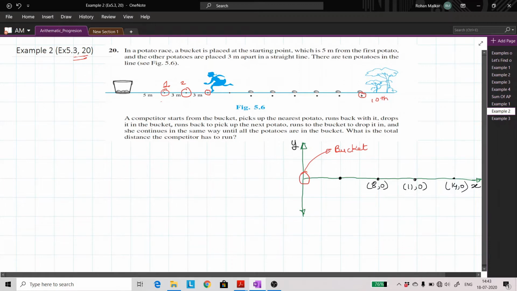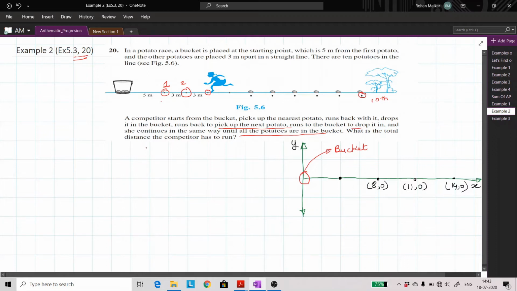So she has to pick the potato, come back to the bucket, drop the potato, again go to the next potato, pick the potato, come back to the bucket, drop that potato, and continue the process till she goes to the 10th potato. So a competitor starts from the bucket, picks up the nearest potato, runs back with it, drops it in the bucket, runs back to pick up the next potato, and again drops it in the bucket, and in the same way she continues till all the potatoes are in the bucket. And the question they're asking is, what is the total distance the competitor has to run?